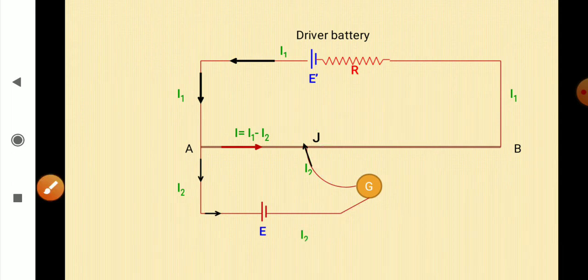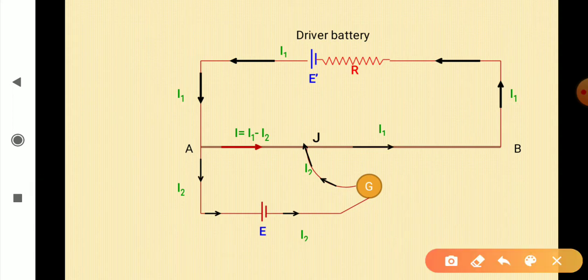Let's look at it. So you can see the path taken by the I2 current and the path taken by I1, and then I1 minus I2, and then finally I1 is returned back to the cell. So it's very important to understand this working, that the I1 current is starting from here, right?